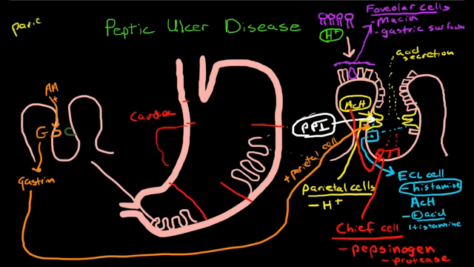Just to remind you, they secrete acid in response to acetylcholine from the parasympathetic nervous system, from gastrin, from the G cells, and from histamine from the ECL cells.